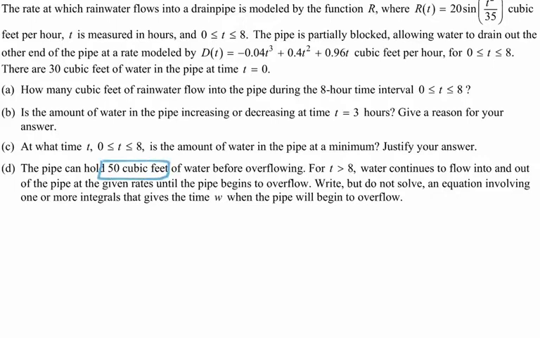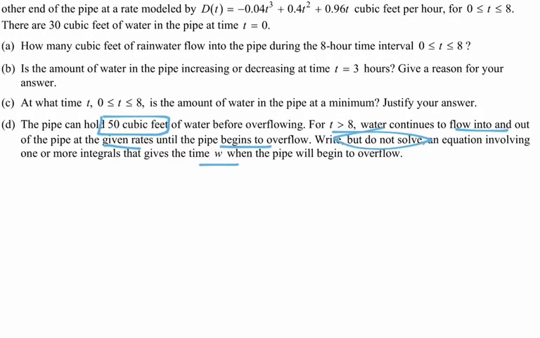Cool. And then the last part, D, says that the pipe can hold up to 50 cubic feet of water before overflowing. For t greater than 8, water is to continue to flow out and into the pipe at the given rates until the pipe begins to overflow. Write, but do not solve, very nice, an equation involving one or more integrals that gives the time W at which the pipe will begin to overflow. So this is really a conceptual question.